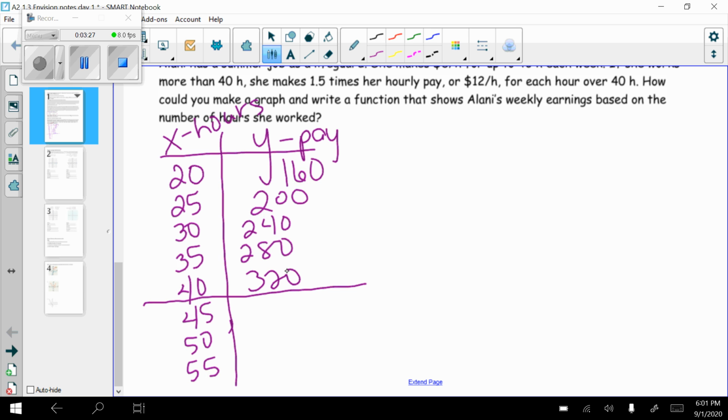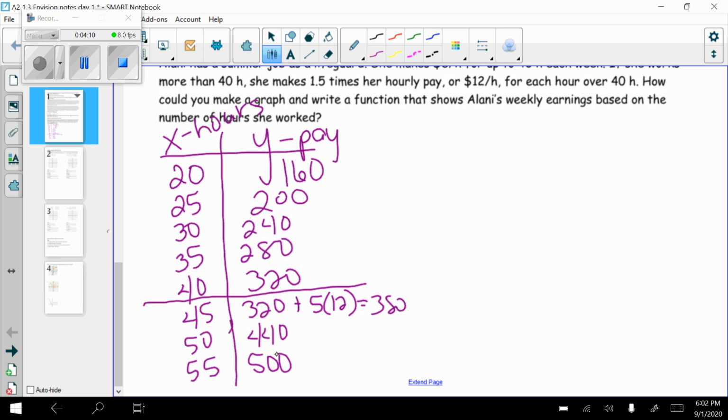Now, for any hours that she works over 40, she makes an additional 1.5 times her hourly pay, or $12 an hour. So for the first 40 hours, she still gets the $8 an hour. So if she works 45 hours, she got the $320 for 40 hours, plus 5 hours at $12 an hour. So that's $320 plus $60, $380. And then if I'm incrementing it by 5s, I would just add 60 to this. So 380 plus 60 puts us at 440. 440 plus 60 puts us at 500.